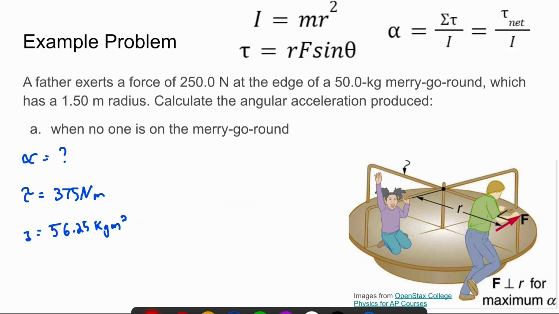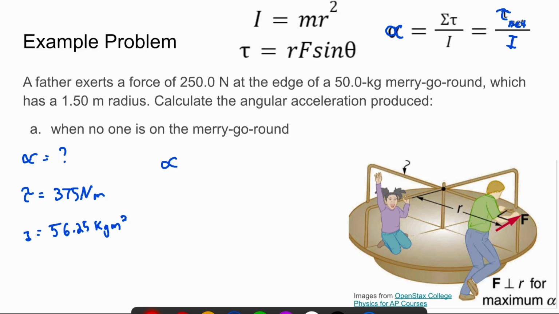Okay, great. So I accidentally deleted everything. But if we want to find our angular acceleration, it should equal our net torque, which, since our father is the only thing applying a force here, he should be the entire net torque, divided by our moment of inertia.